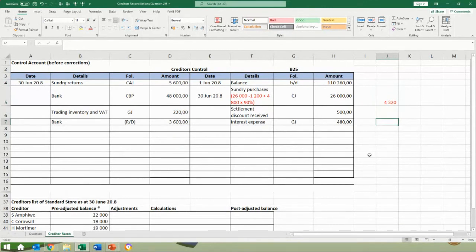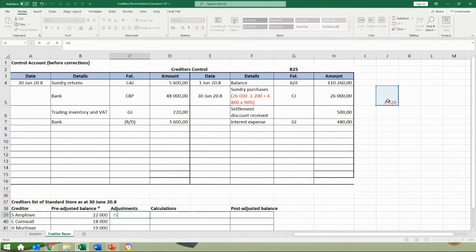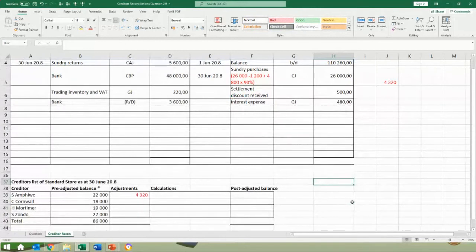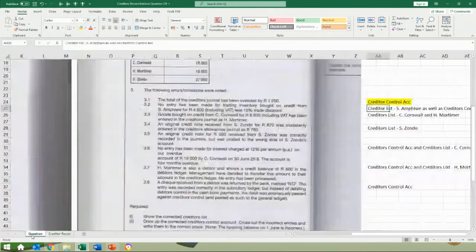Now that same amount will also be adjusted in ACBP's account. So we add this adjustment amount there. So that is where I got the adjusted amount for ACBP. Okay, so let's see who else do we have. So we've covered the second entry.